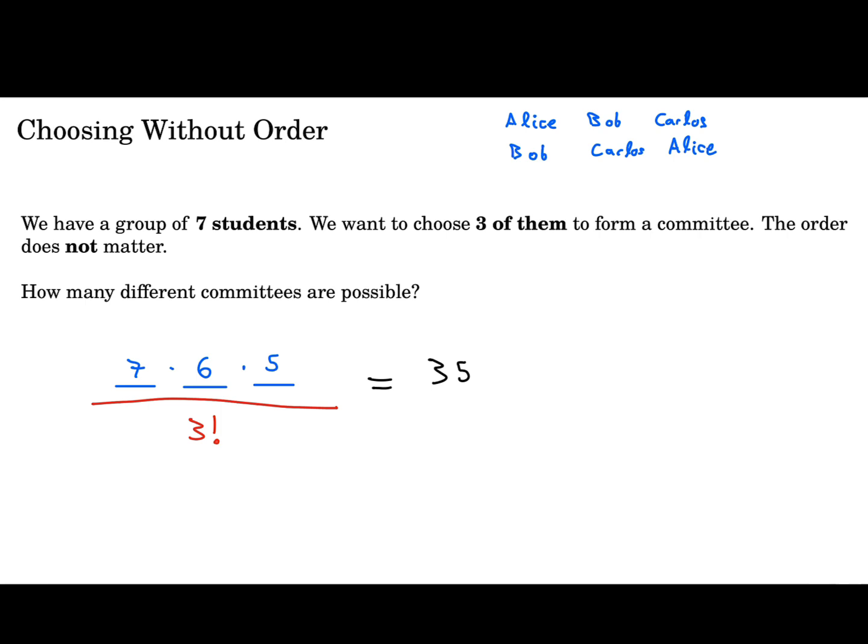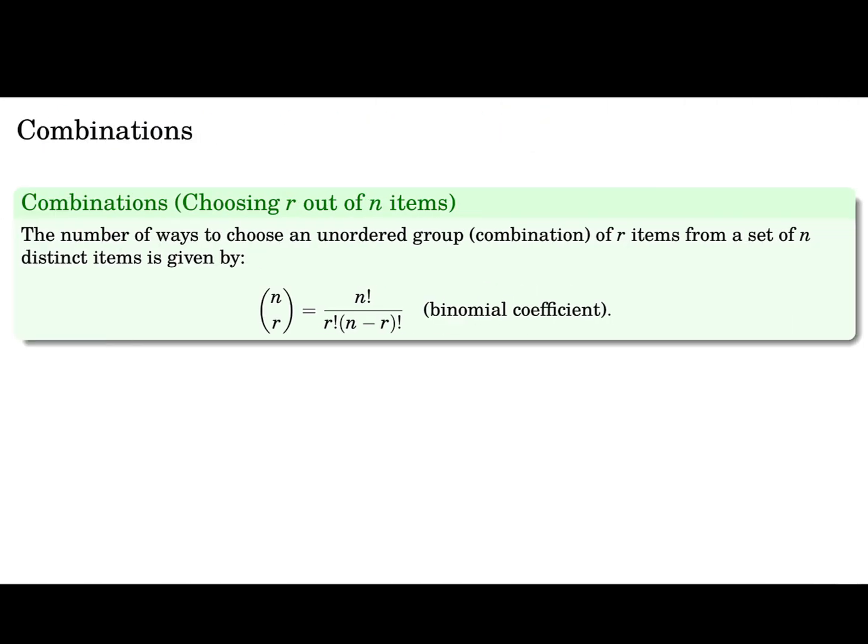This kind of counting problem is called a combination. A combination is an unordered selection. In general, you can rewrite this using factorials. The number of ways of choosing R items from a set of n distinct items is given by this formula here, and we call that n choose R.